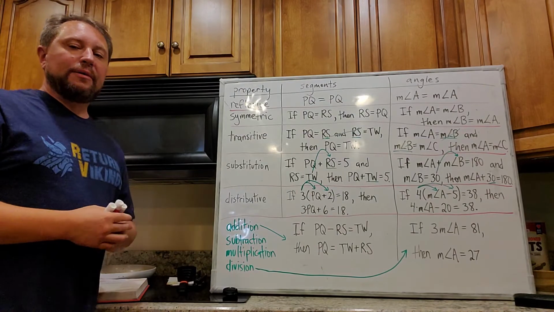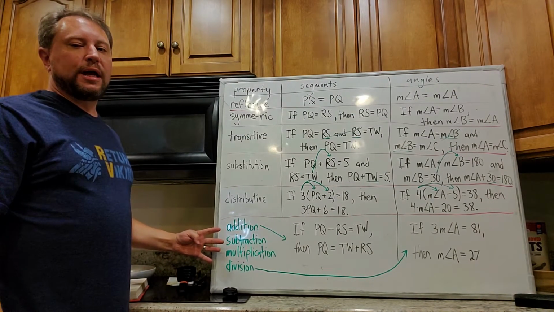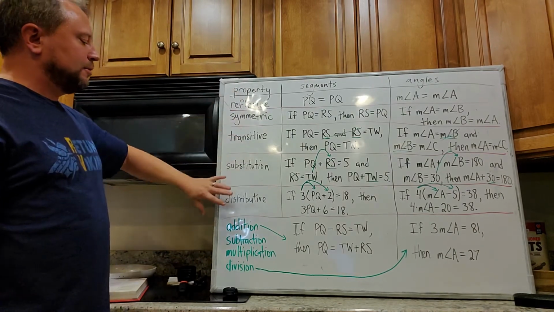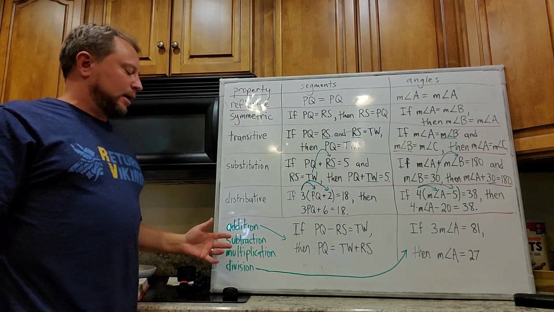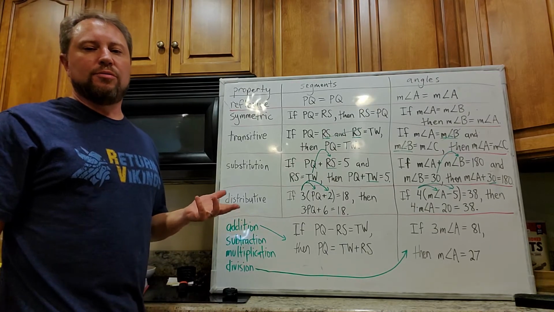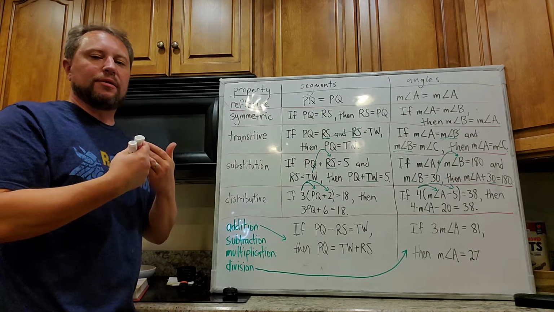Now don't forget the other 4 properties that were in your textbook. These were the only 4 they listed in there. They didn't give you any of these. But those 4 are very simple ideas. These 4, in fact, fall under what people often call the golden rule in algebra. Whatever you do to one side, you got to do the other.